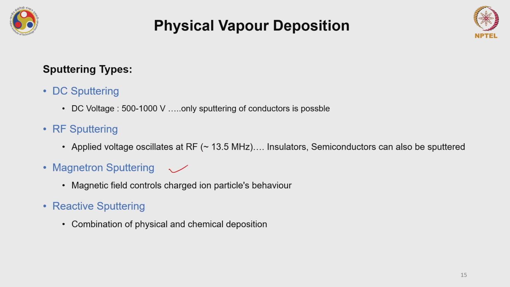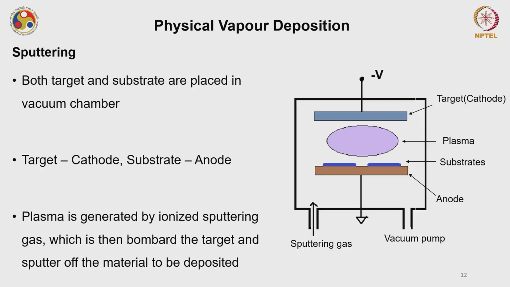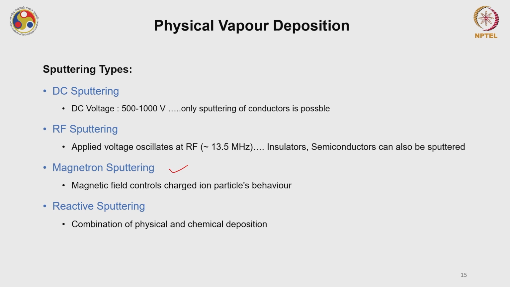DC sputtering is very simple. You provide some DC bias to this target substrate setup. You provide some negative potential to the target, and mostly the substrate is grounded, so it is at a positive potential as compared to the target. Typically you can range this potential from 500 volt to 1000 volt. However, the sputtering is possible in this case only for conductors, and not for insulators and semiconductors.